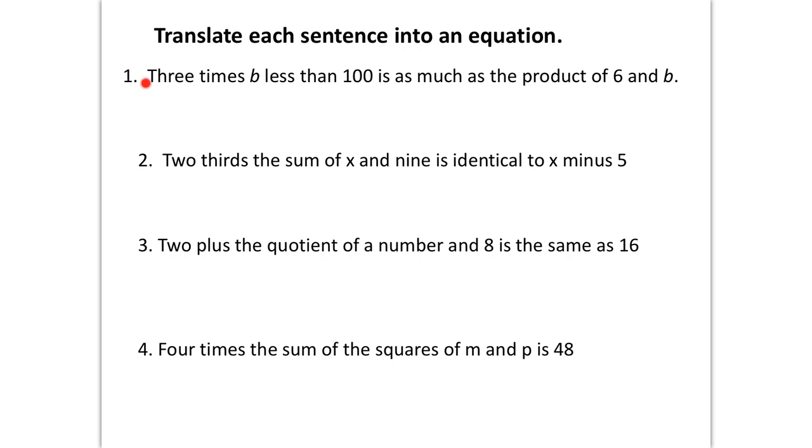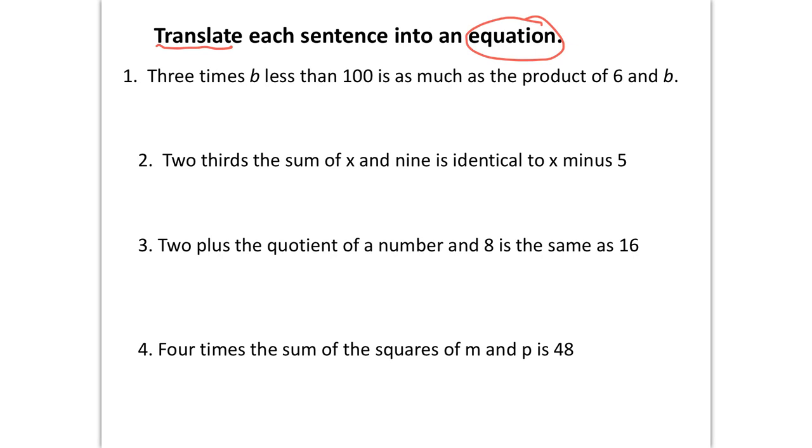So let's look at number 1 here. Number 1 says 3 times b less than 100 is as much as the product of 6 and b. So we want to translate, let me actually underline that word, translate each sentence into an equation. So first of all, we need to have an equal sign. And then we want to have some expressions on the left side of the equal sign and on the right side of the equal sign. So one thing that you always have to look for is those specific keywords that I'm going to show you that will help you write the equation.